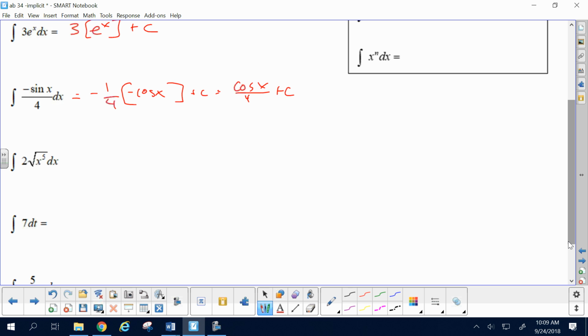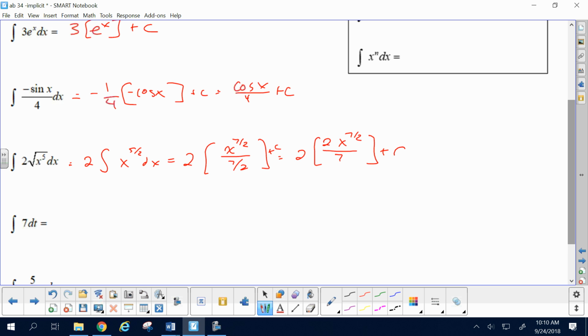What about 2? This is a mess. Let's rewrite it. 2 can be brought up front. What is that as a power? x to the 5 halves. Now let's power rule. 2 stays out front. What's the derivative of x to the 5 halves? If I raise it by 1, divide by the new, 7 halves over 7 halves. I guess you could also say this is 2 times 2x to the 7 halves over 7 plus c. Or I suppose you could also see 4x to the 7 halves over 7.